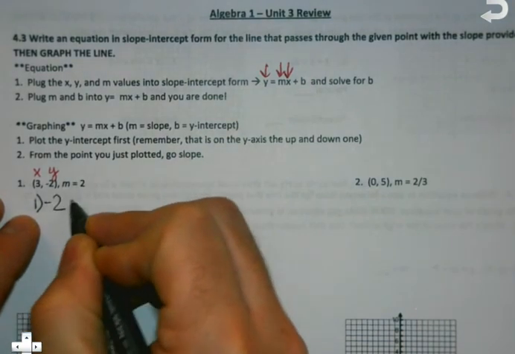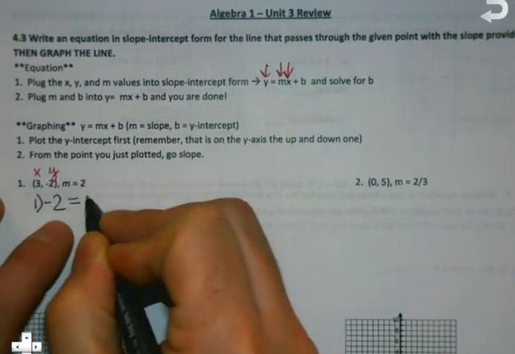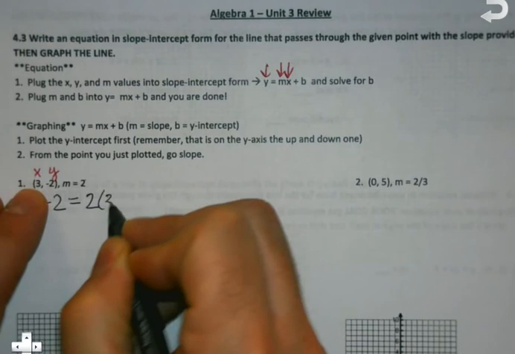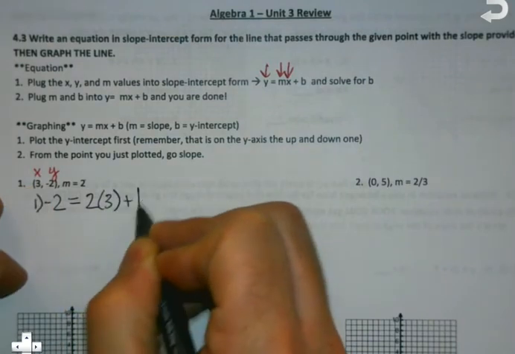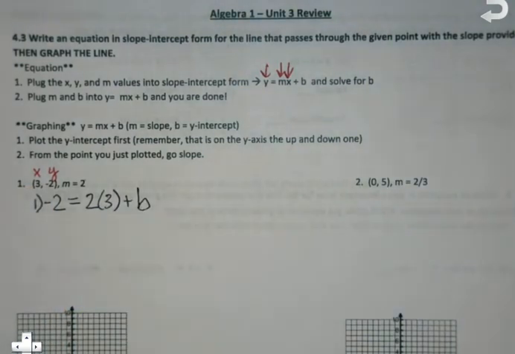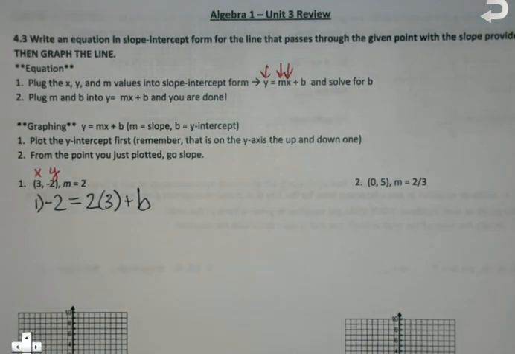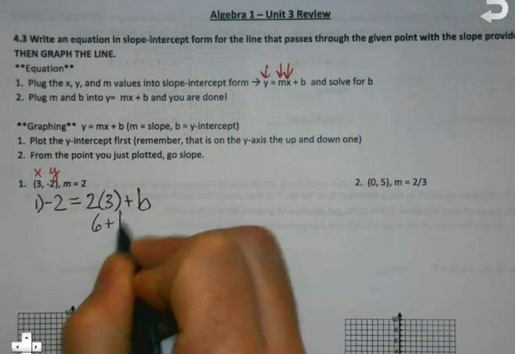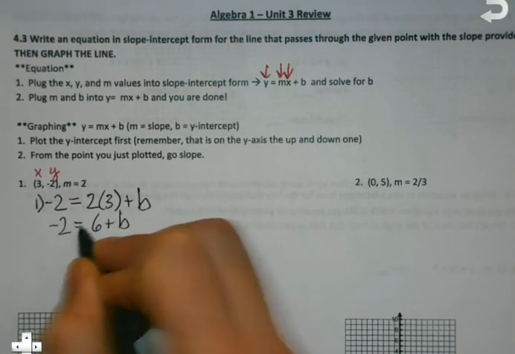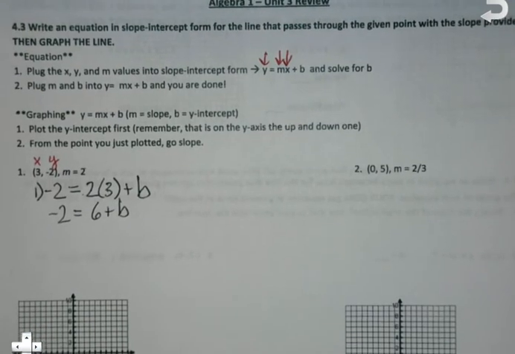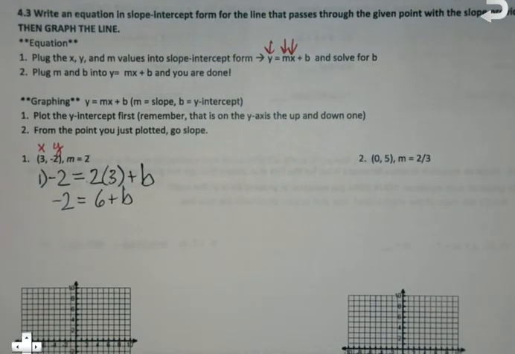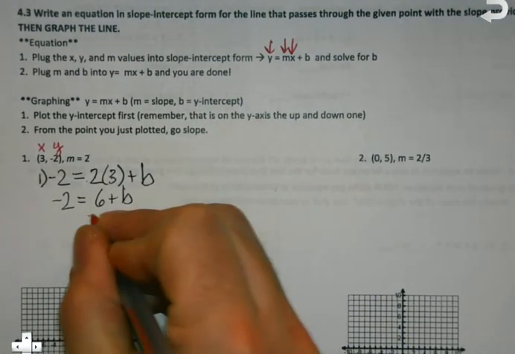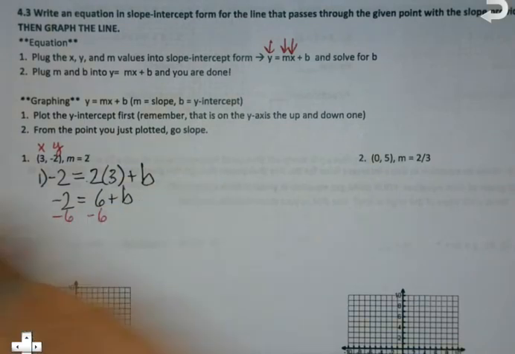So y equals m x plus b. I just plug in all the values that I have, and the one value I don't have yet is b. So once I have that, I'm just going to multiply these together. So 2 times 3 gets me to 6, and what's my one step going to be to get b by itself? Subtract 6.